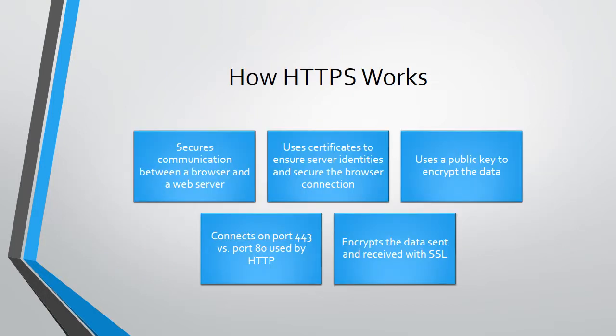Now let's talk about how HTTPS works. First, the HTTPS protocol secures a communication connection between the browser and web server for Microsoft Windows users. Then it uses certificates to determine the server identity and create the secure browser connection. From there, it uses a public key to encrypt the data, including user login information and passwords as they pass over the Internet. A main difference between HTTP and HTTPS is that HTTP uses port 80 to connect while HTTPS uses port 443.